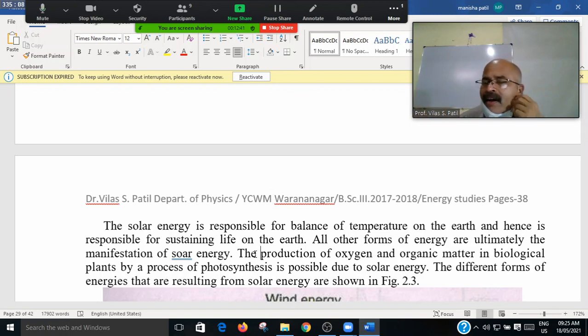for that the process of photosynthesis is to be required. And if the sun is absent in the world, the photosynthesis on the Earth is to be stopped, and the food for human beings as well as for animals, for anything, will not be grown on the Earth. Means the production of oxygen and organic material in biological plants by the process of photosynthesis is possible due to the solar energy.